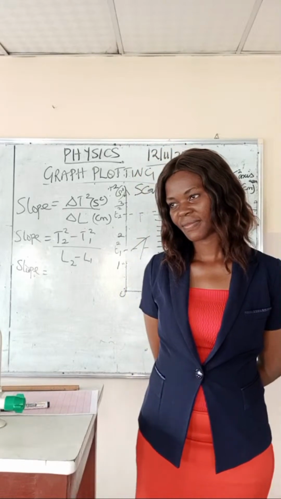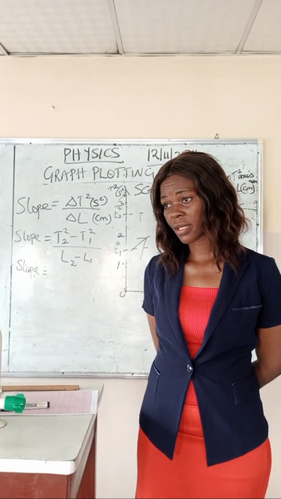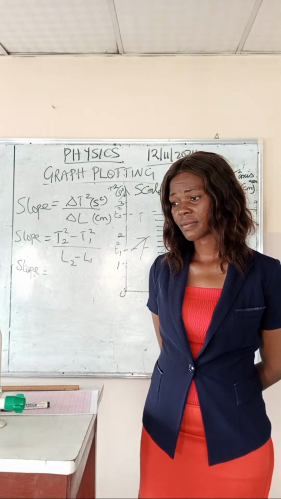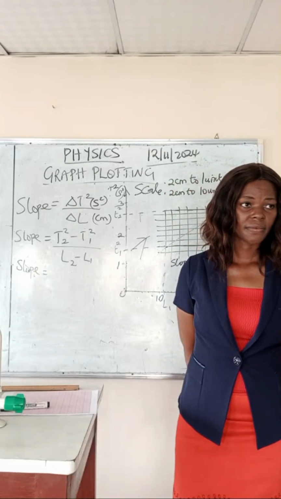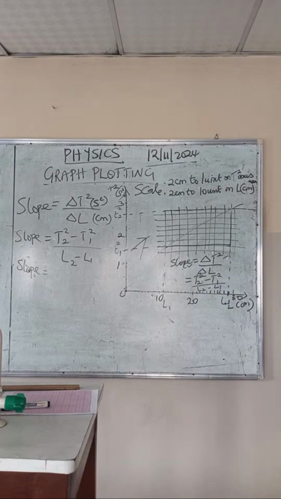My slope is 2.8 over 70. Divide it. Zero point zero four. 0.04.